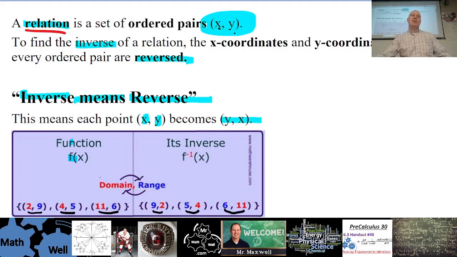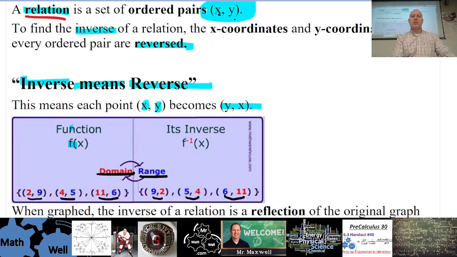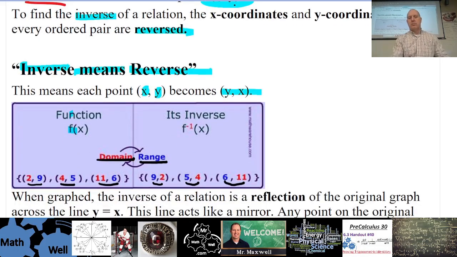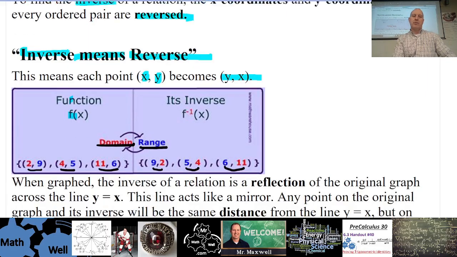It also means that the domain of the function becomes the range of the other function. Okay, so they flip as well. So we're just kind of building this up. We're going to have lots of examples, and we will be working with the math stuff. I'm just trying to give you an idea of what this all means, okay?